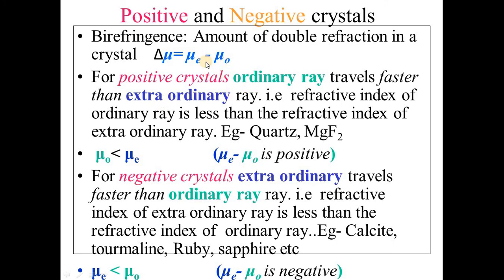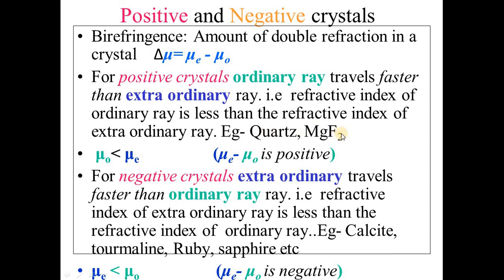So for a positive crystal, the refractive index for the ordinary ray is smaller, that is, the refractive index of the ordinary ray is less than the refractive index of the extraordinary ray. So the quantity mu e minus mu o will be a positive quantity. That is why it is given the name positive crystal. Examples are quartz, magnesium fluoride, etc.